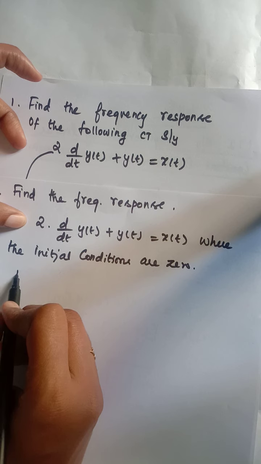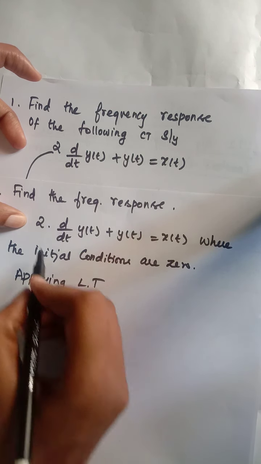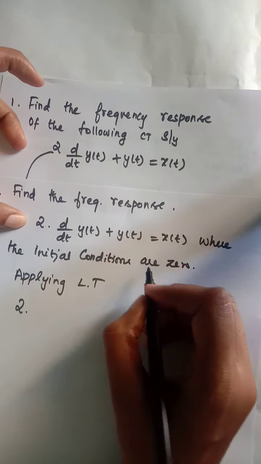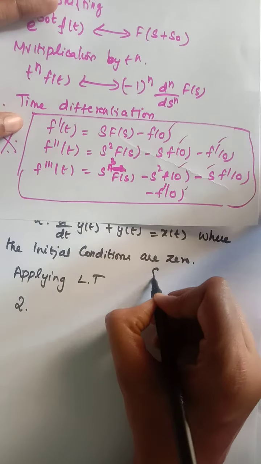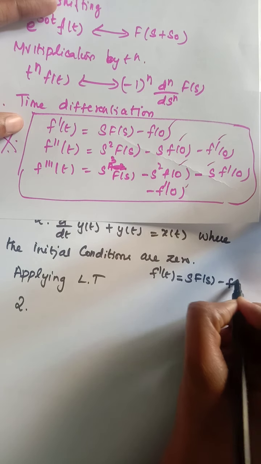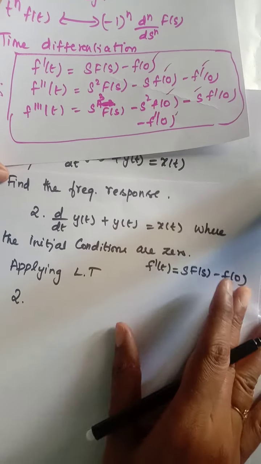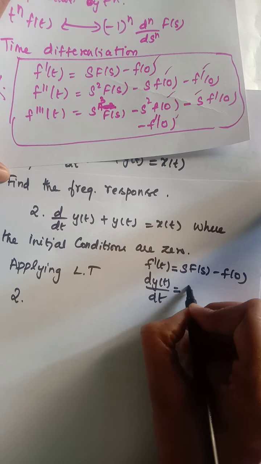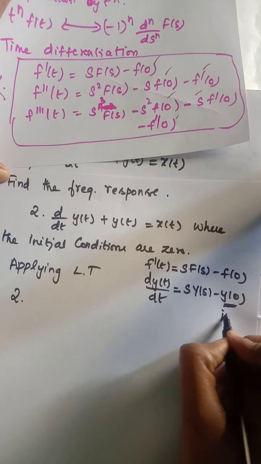First, apply the Laplace transform. So first you need to know what the derivative transform is. We have discussed that f dash of t is equal to s into F of s minus f of 0, where f dash of t represents differentiation. So I am rewriting for this: dy(t) by dt is equal to s into Y of s minus y of 0. This represents the initial conditions.